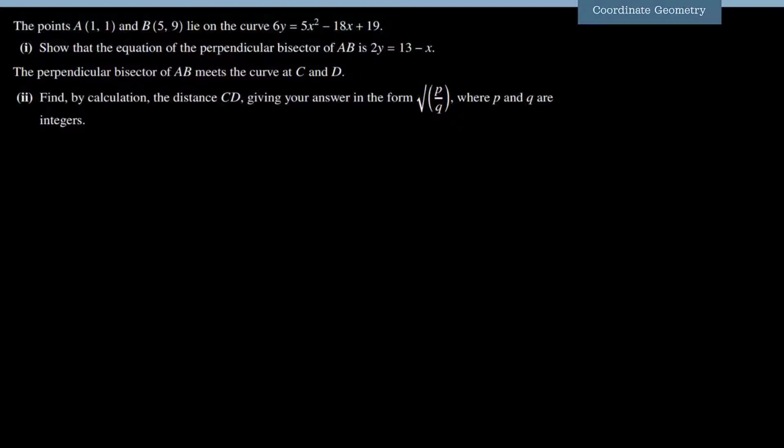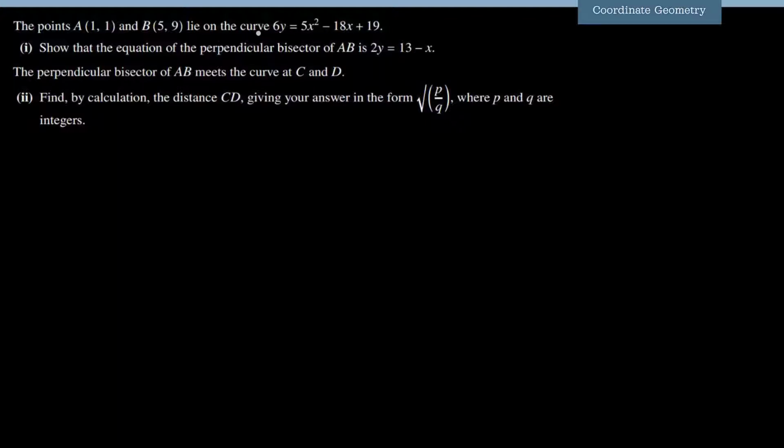Here I have a question that says the points A(1, 1) and B(5, 9) lie on a curve that has the equation 6y is equal to 5x squared minus 18x plus 19. And in the first part of this question, I need to show that the equation of the perpendicular bisector of AB is 2y is equal to 13 minus x.